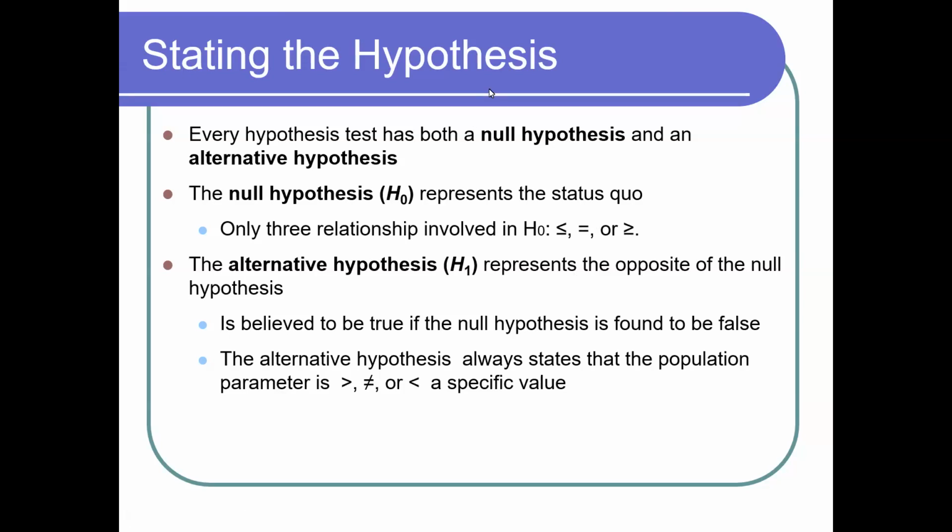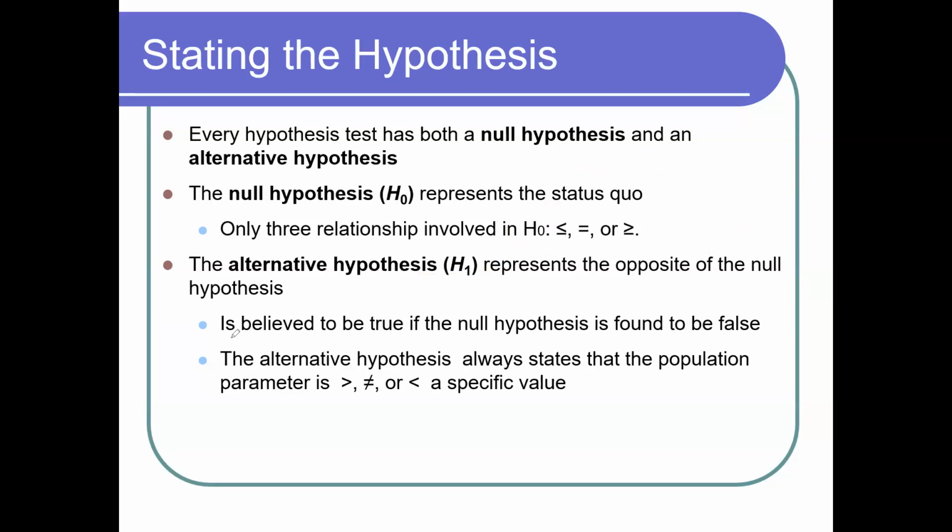So in this case, let me get my pen. Let's say the null hypothesis is x less than or equal to 10. That's the null hypothesis. And then the alternative will be x greater than 10. So it is always the opposite of the null hypothesis.